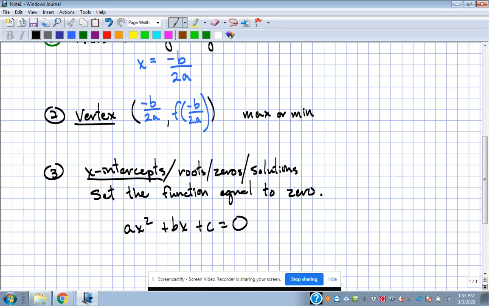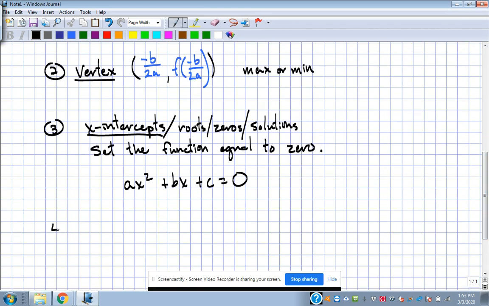What are our options for solving that? We can do factoring or the quadratic formula. Those are my two methods that I use to solve that, to find the x-intercepts. So that's what we're going to do with that when we get an example here. The next thing we're going to find is much easier. It's the y-intercept.